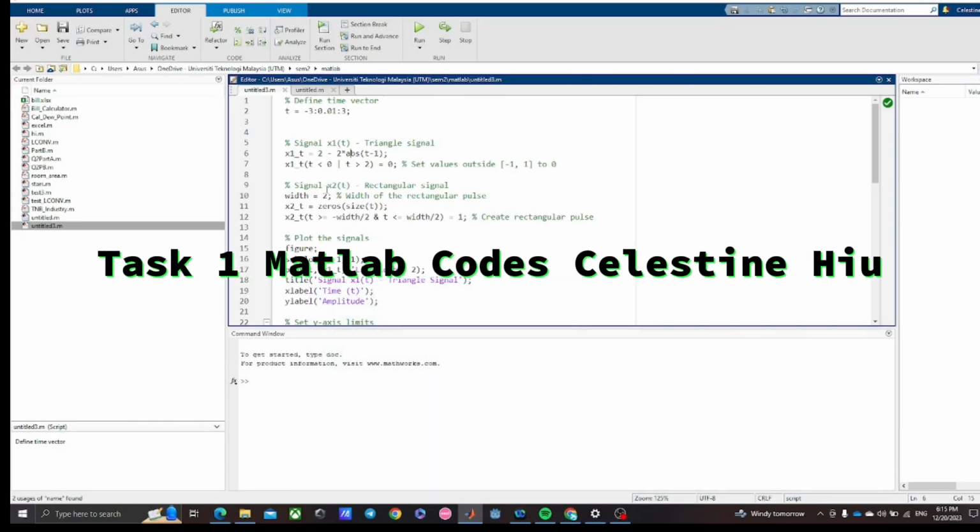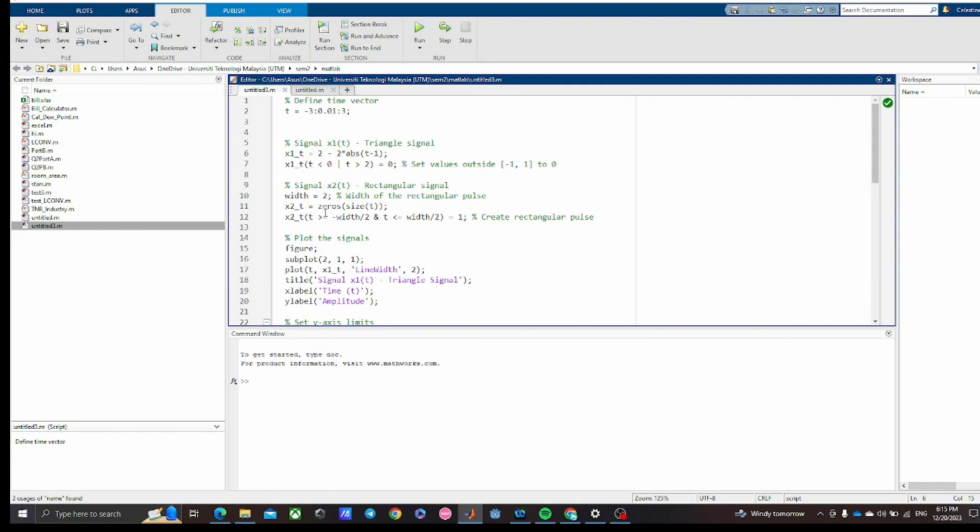So now I'm going to discuss the task which I have done, which is task 1, the MATLAB code. So firstly, I define the time vector first, which is t equals -3 to 3 with a unit step of 0.01.